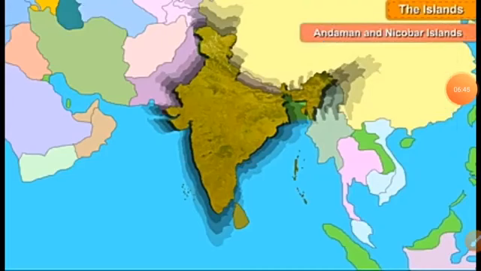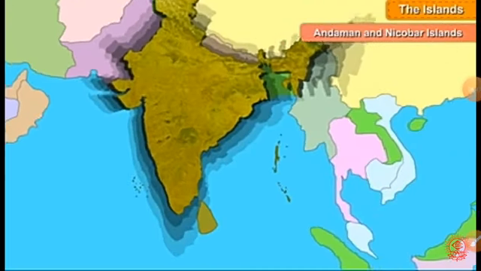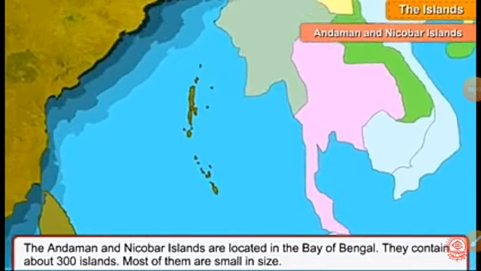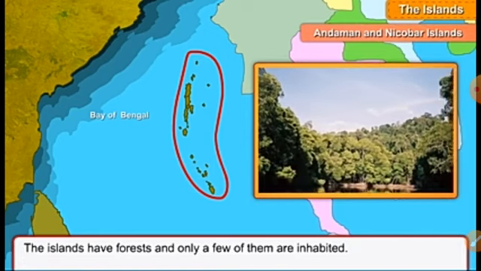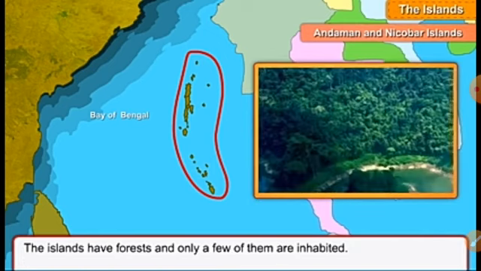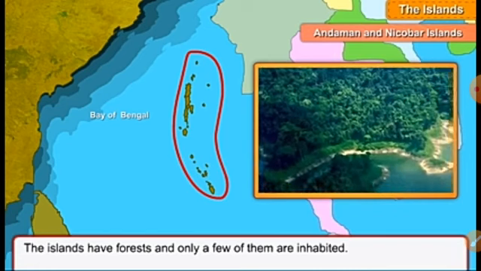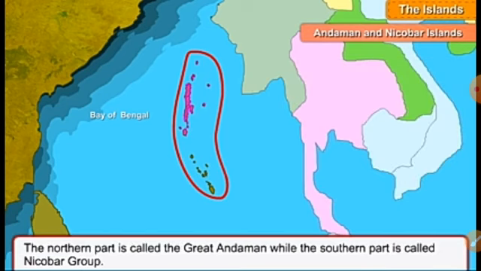See this model. The Andaman and Nicobar Islands are located in the Bay of Bengal. They contain about 300 islands. Most of them are small in size. The islands have forests and only a few of them are inhabited. The northern part is called the Great Andaman, while the southern part is called the Nicobar group.